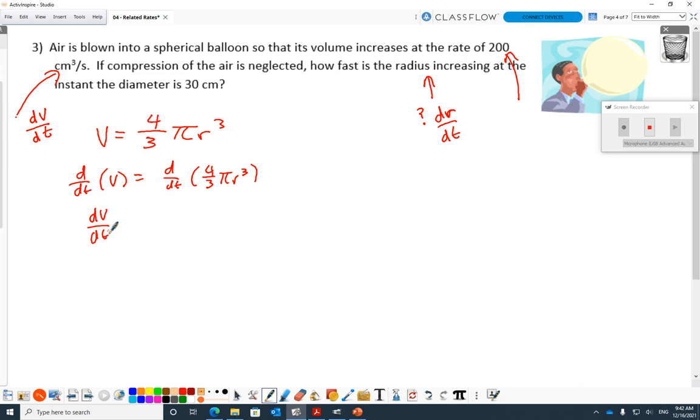Now this side, it's r's, not t's. So I've got to do chain rule. That is, I do the derivative of this thing normally, so I get 12 thirds pi r squared. Then go derivative of the inside, which is dr dt. Maybe you didn't need that step. Maybe you're like, 12 thirds, why did you write it like that? 4 pi r squared dr dt.